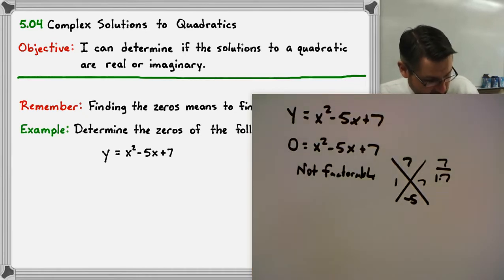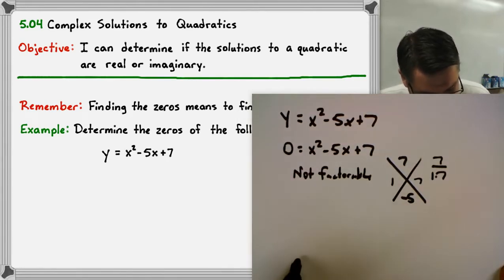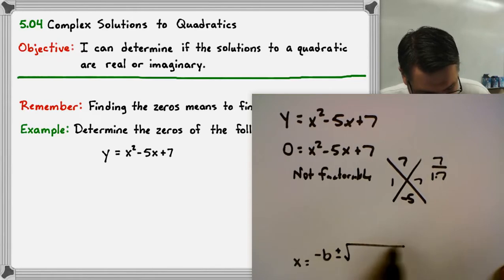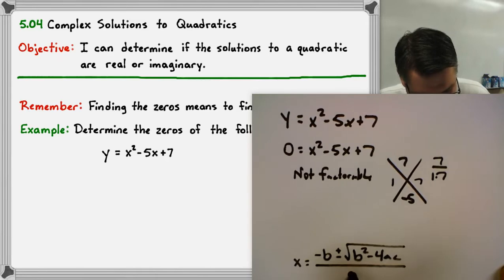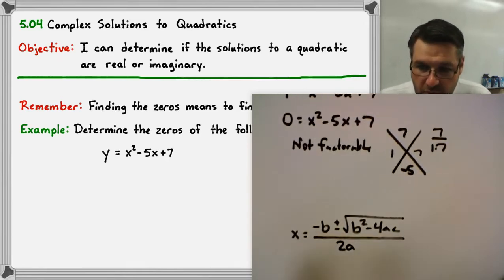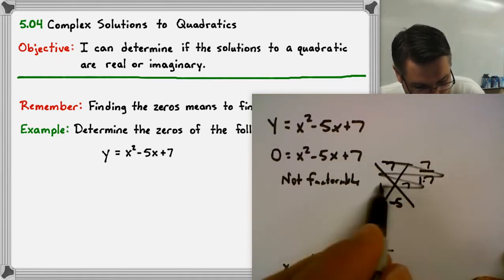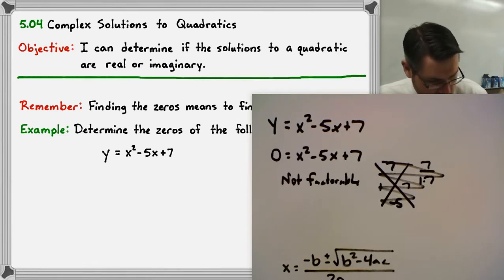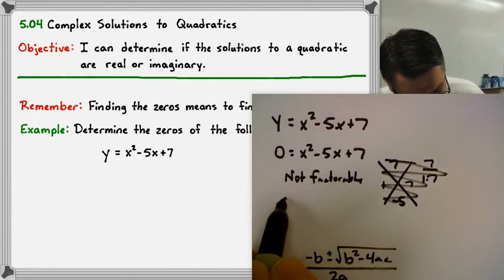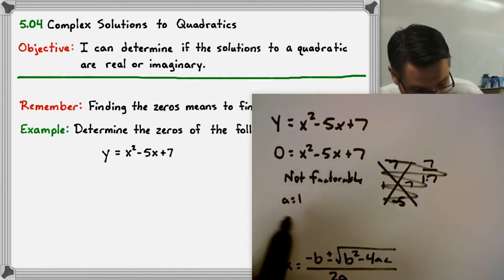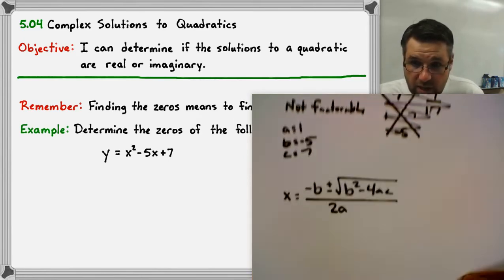So that leaves us with the only option of using the quadratic formula. Remember, the quadratic formula says x equals negative b plus or minus the square root of b squared minus 4ac, all over 2a, okay? So if we can plug things into that formula, we'll be doing okay. So it's not factorable. We can cross all this stuff out, and we can focus on the values that I would plug in here. So a is equal to 1. The a value is 1. b is negative 5, and c is 7. So we're going to plug that into the quadratic formula.